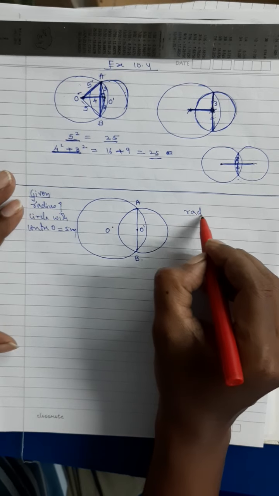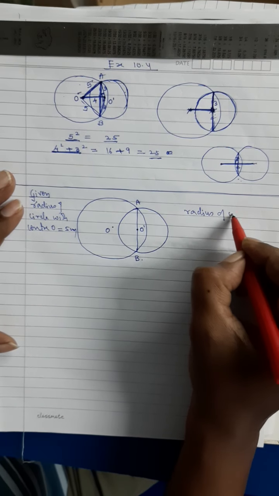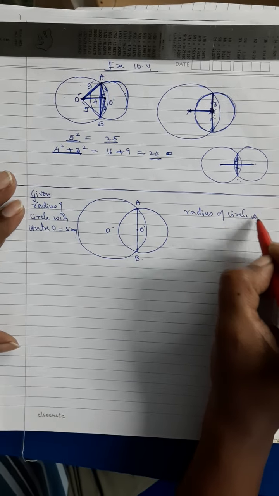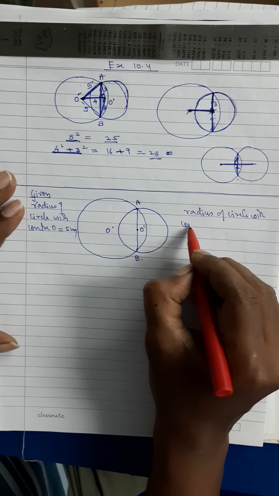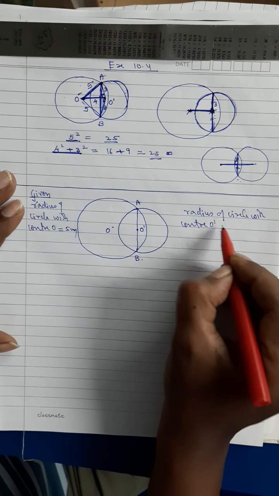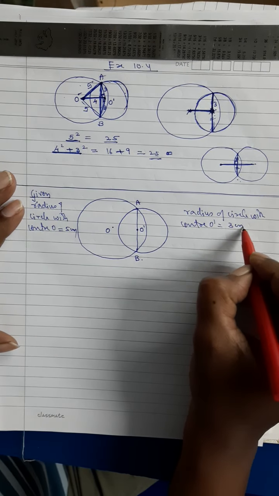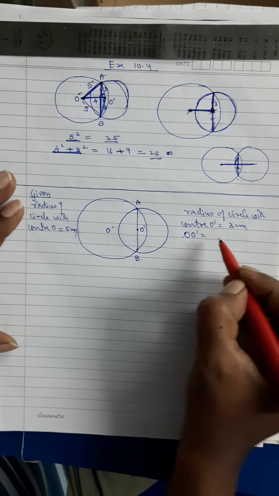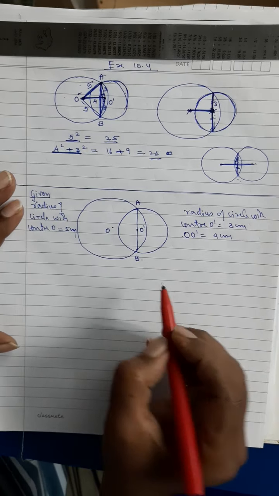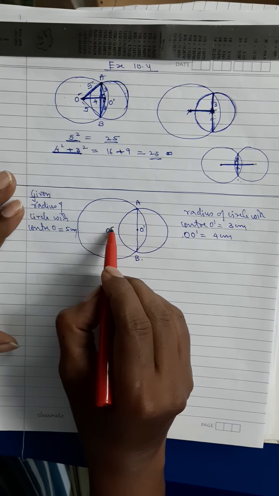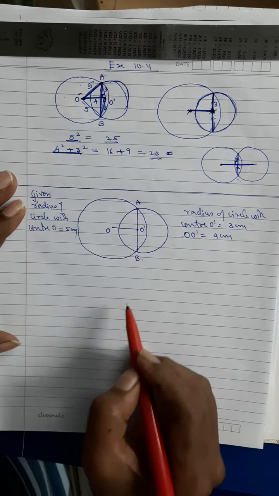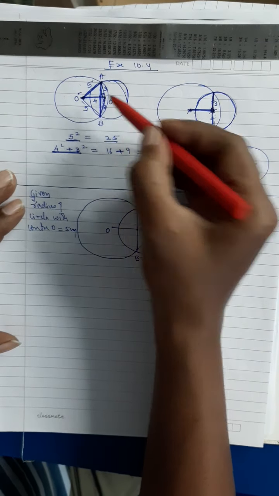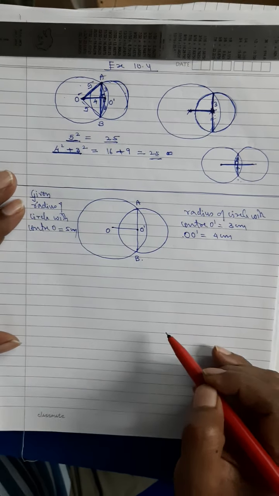Similarly, the radius of the circle with center O is equal to 3 centimeter and O dash is equal to 4 centimeter. This they have given. This is 4 centimeter. And remember, at this moment we have to consider that O dash is not on the common chord.